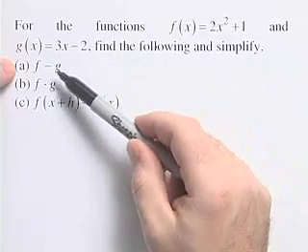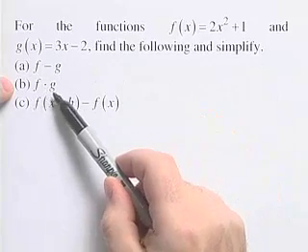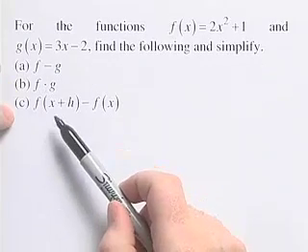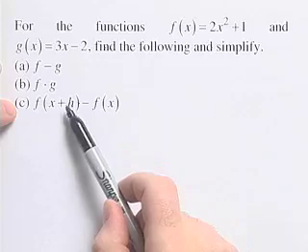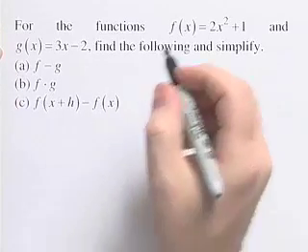Part A, we want to find the difference of the two functions, f minus g. Part B, we want to find the product of the two functions, f times g. And in part C, we want to find f of x plus h minus f of x. So we'll start with part A.